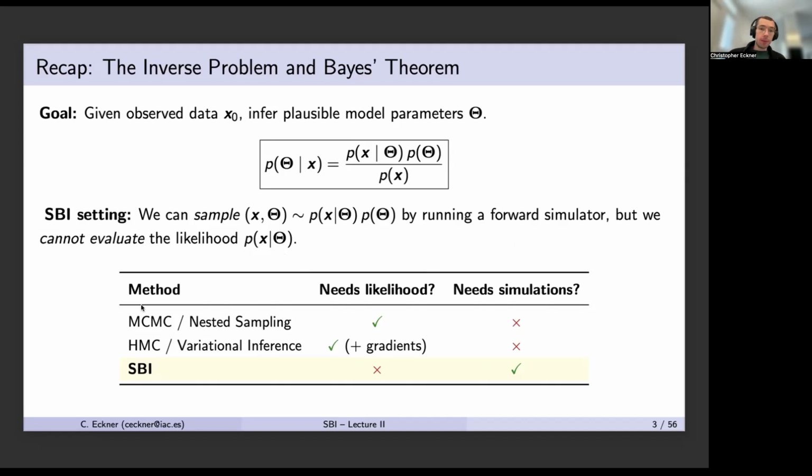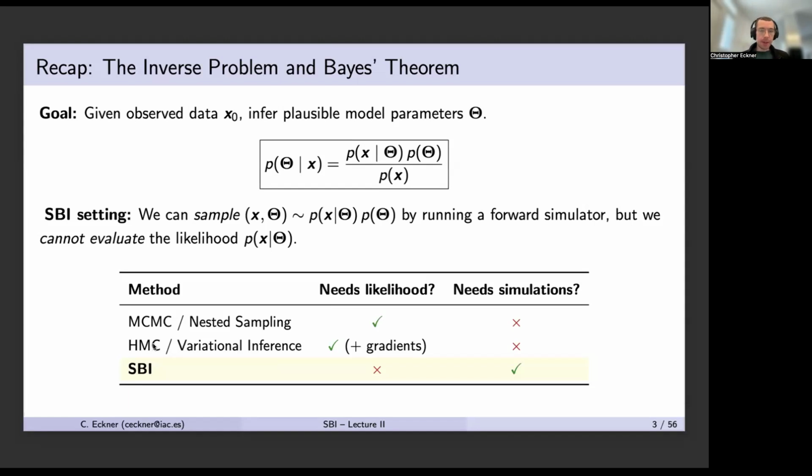And we discussed several methods that can be employed. If you have a likelihood, what you can do is a typical Bayesian approach of using a Markov chain Monte Carlo or a nested sampling in order to get a posterior, which doesn't need any simulation, but only the likelihood function, as well as Hamiltonian Monte Carlo methods or variational inference, where you also need a likelihood function, but also gradients. So you need to be able to compute gradients of your likelihood function as a score.